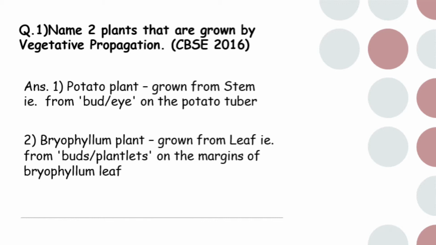Example 2. Growing bryophyllum plant from leaf, that is from the buds or plantlets that grow on the margins of the leaf. So if those buds or the small plantlets that grow on the margins of the leaf of the bryophyllum plant are taken out and planted in the soil, it will give rise to a new bryophyllum plant.